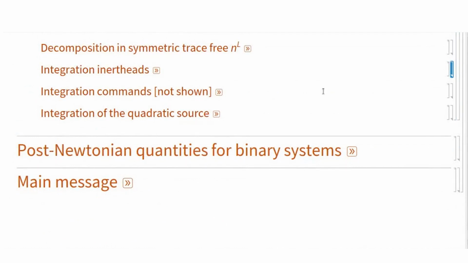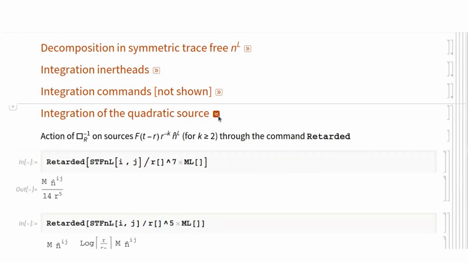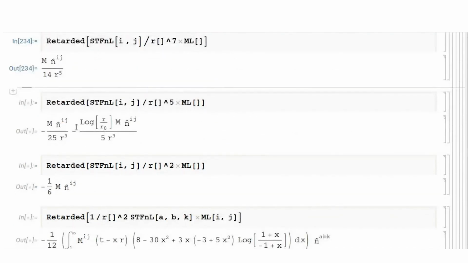Okay, now I have also some commands to integrate using the box -1 operator and the tools I just introduced. I don't show the code. I have no time to do that. I just show how it works. So here it's very simple.